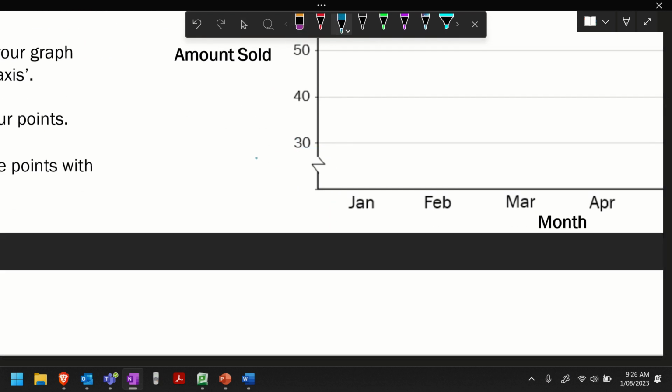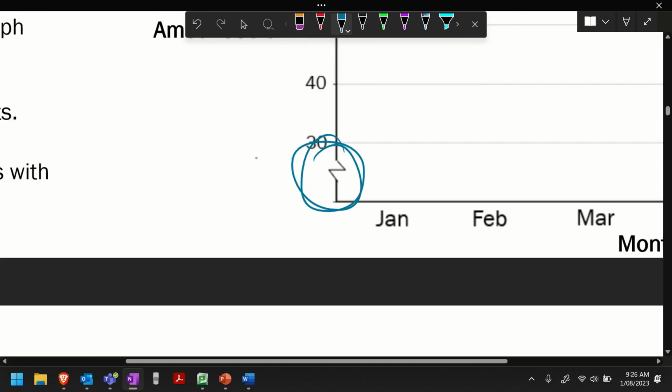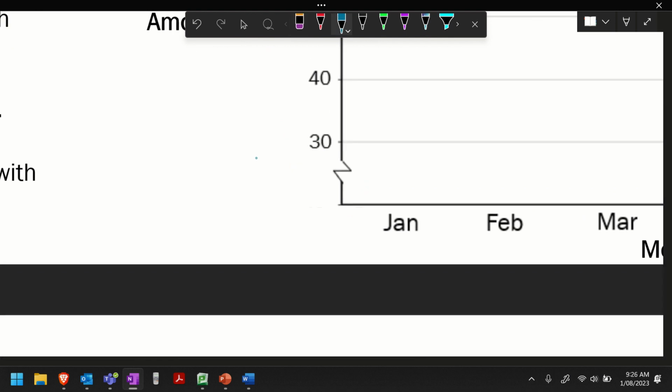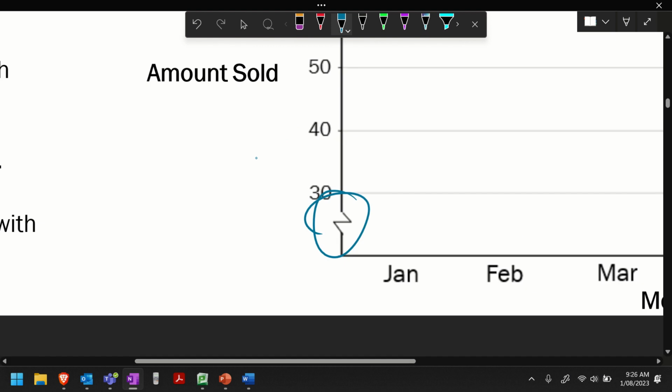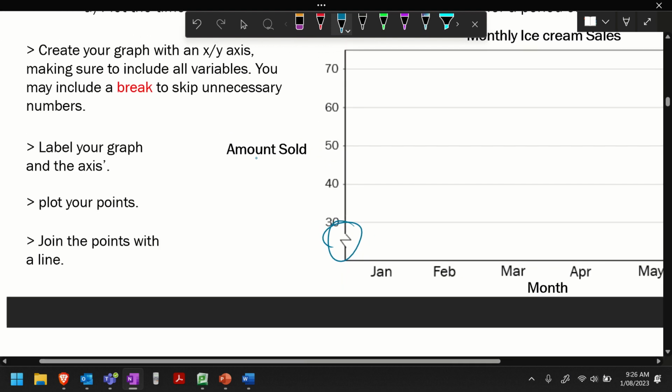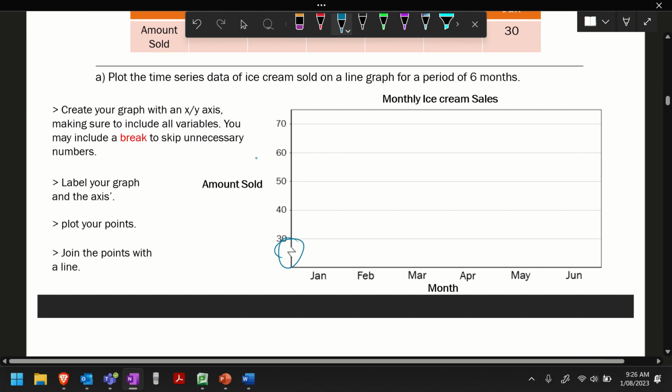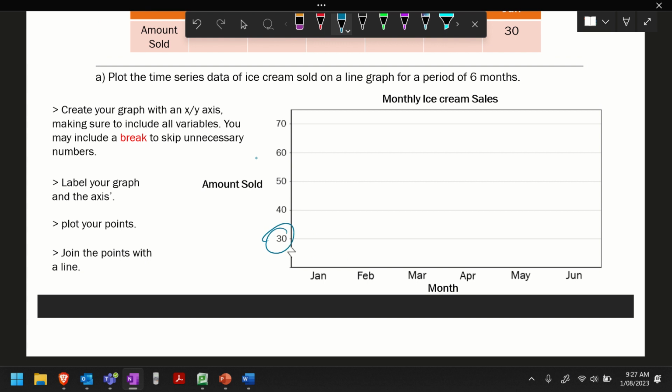But there's nothing being sold below 30. So what does that mean? That means I'm skipping everything from 0 all the way to 29, because I don't need those numbers. I can include a break in there. You could say it's a shortcut, because you don't need to include 10 and 20 in there. There's no numbers there. So that's why you include a break, and it allows you to start at 30.